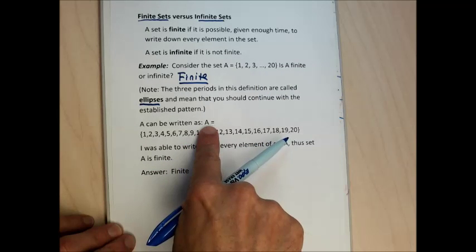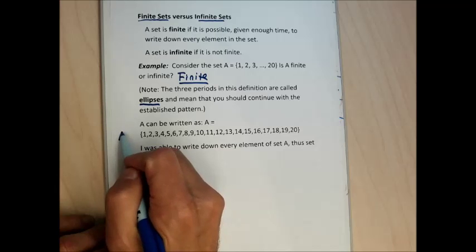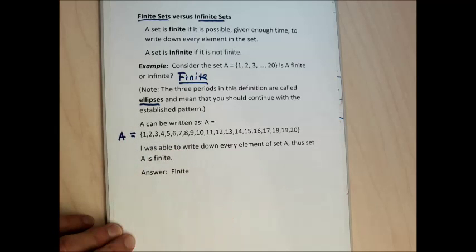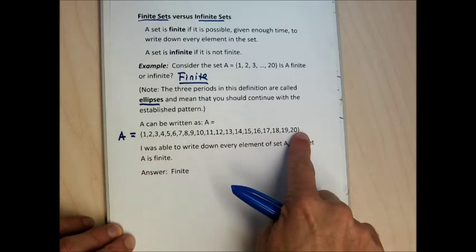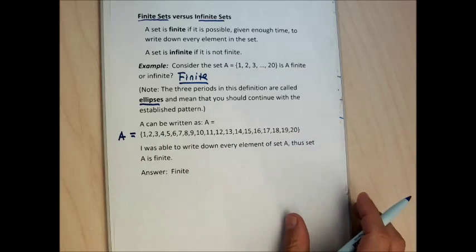Here's another set. You notice I called sets A all the time. With lack of a better name, I call most sets A. Oh, this is the same set. So this is the set A. It's a finite set because I was able to list all the elements of the set.